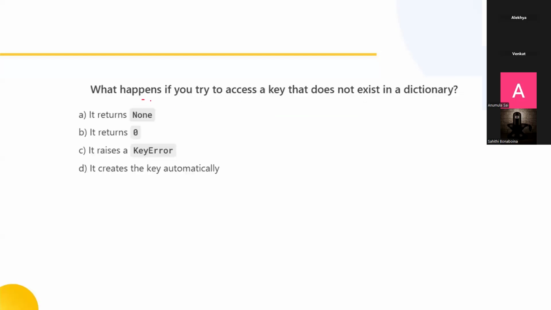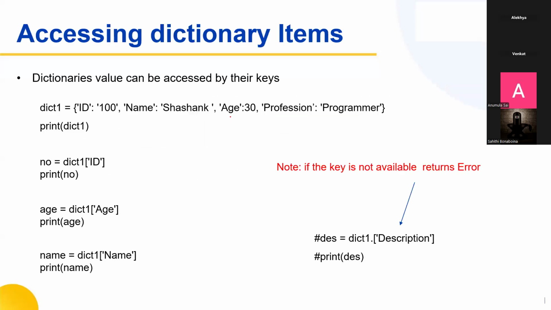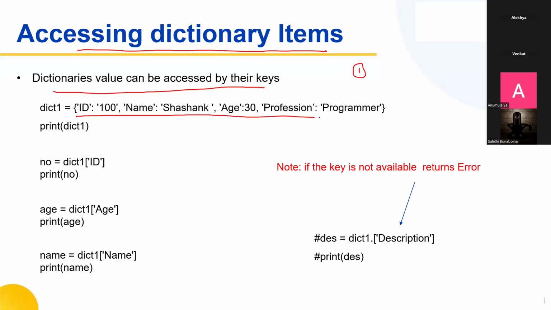Now, what happens if you try to access a key that does not exist? I'll answer this question right now. In the next few minutes, we will discuss how to access a dictionary. Dictionaries can be accessed in two ways. The first way is that dictionaries can be accessed with their keys. This is my dictionary, consisting of ID, name, age, and profession.